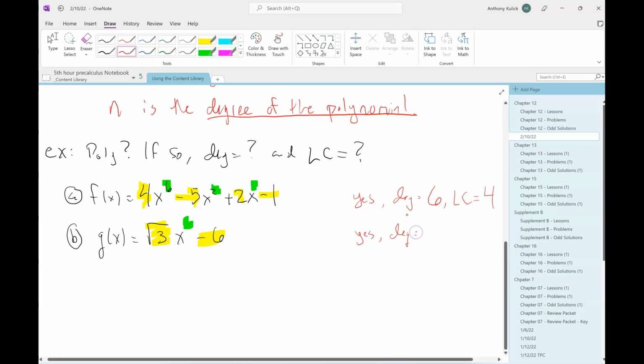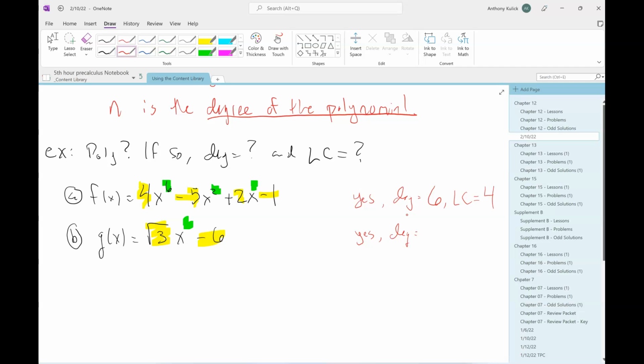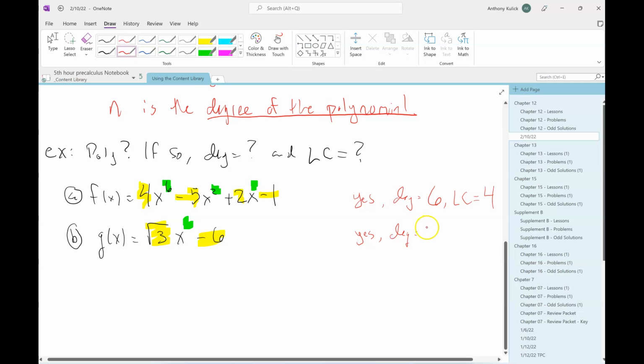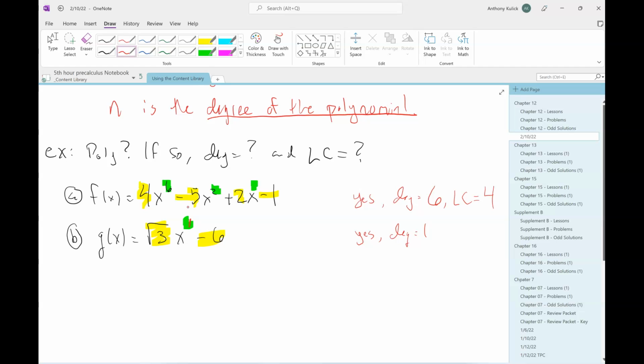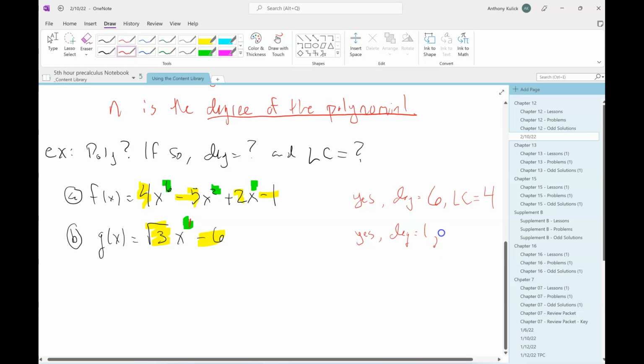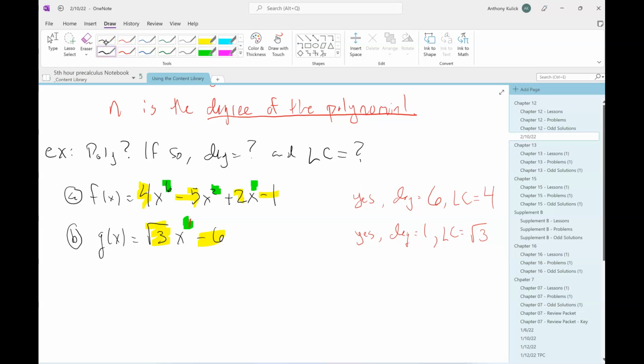What's the degree for this polynomial? What's that? 1 is correct. So remember, even though there's no exponent written there, we know on an x, there's really an exponent of 1. And then the leading coefficient would be not 3, not 1. Square root 3. Yeah. So far, so good?